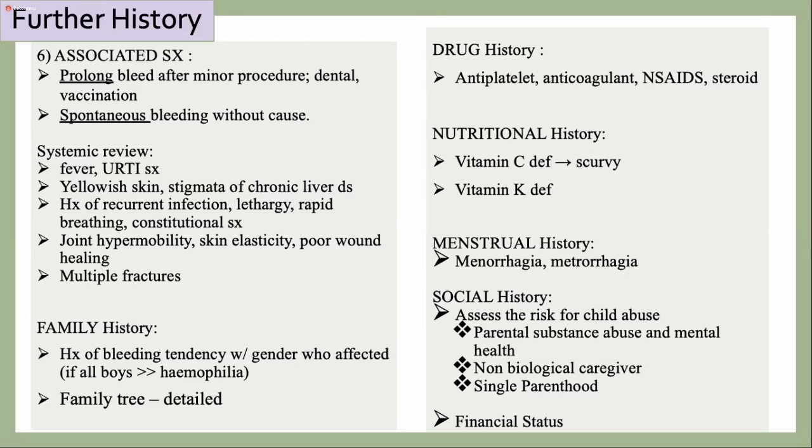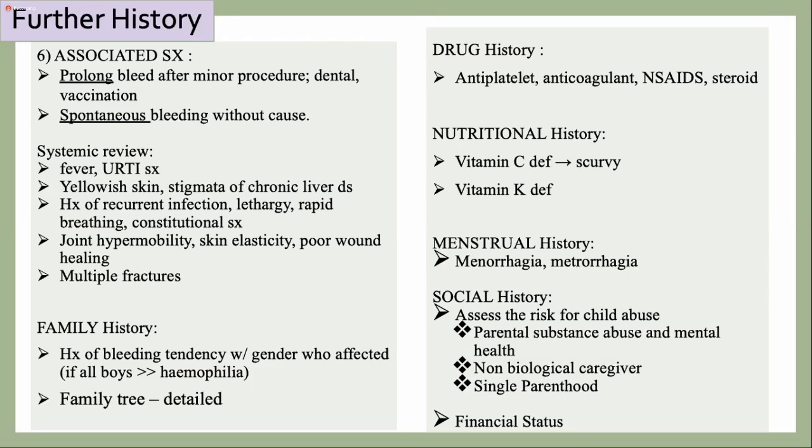Okay, for the drug history, we need to know in detail what type of drug the patient is currently on, whether it's an antiplatelet, anticoagulant, NSAID, or steroid, which can all cause prolonged bleeding. And we also need to know the diet history of this patient, since vitamin C deficiency can lead to scurvy, and scurvy can present with gum bleeding. And if the patient has vitamin K deficiency, it will disturb the coagulation factor synthesis.